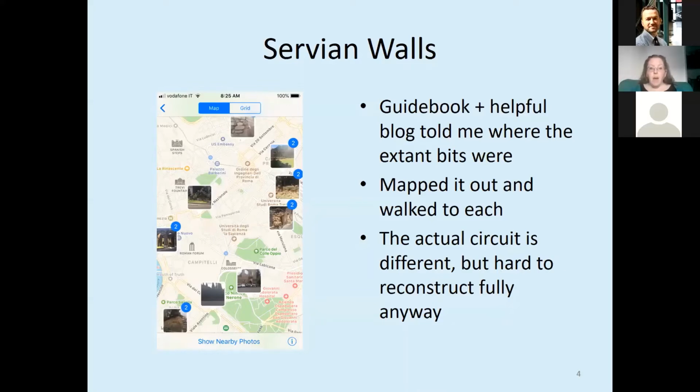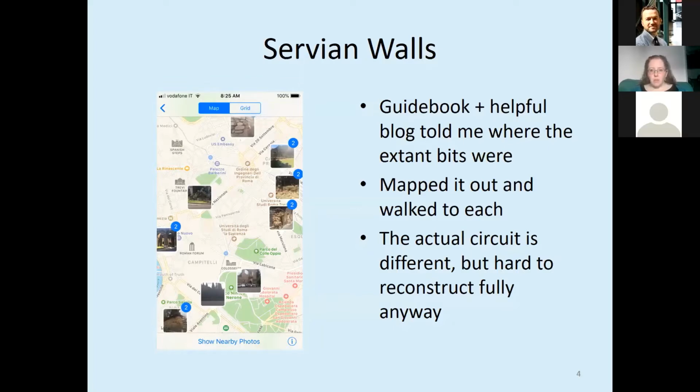pieces are. So basically I had a guidebook, the Blue Guide to Rome, that told me where some of the pieces were. There was also a very helpful blog that had pictures and locations for various other pieces. And so I just took Google Maps and I mapped out where all the pieces were and I walked to each of them. The actual circuit of the walls is different and doesn't necessarily follow modern roads, but it's hard to fully reconstruct it anyway.